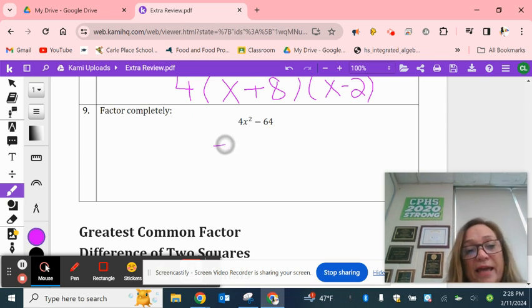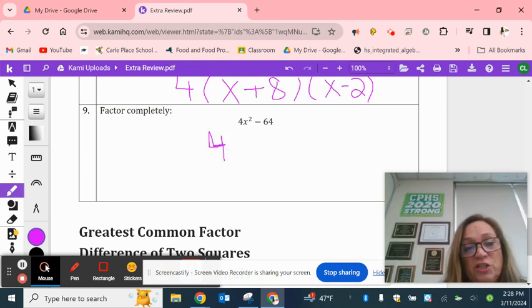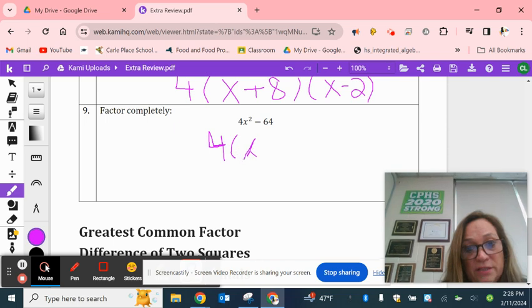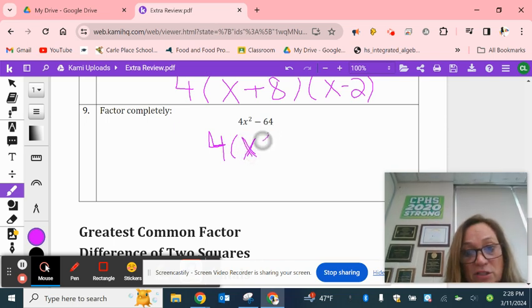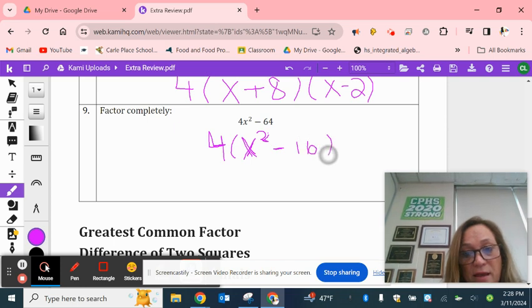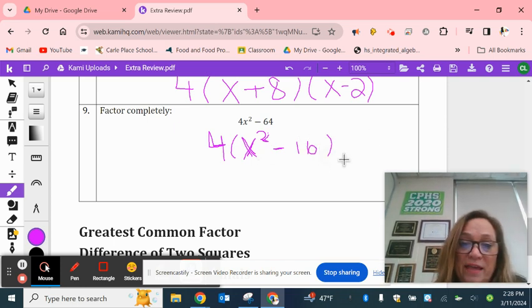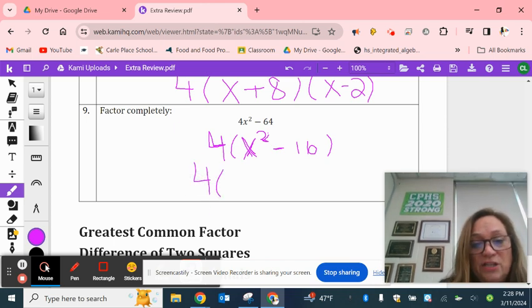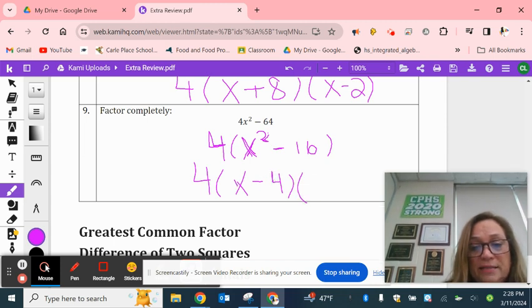GCF of 4 again. No, the GCF is not always 4. It just happens that these two examples have a GCF of 4. And then this binomial that's here, that's the difference of two squares. So I'm going to factor that using conjugate pairs. Square root of 16 is 4. So x subtraction 4, x add 4.